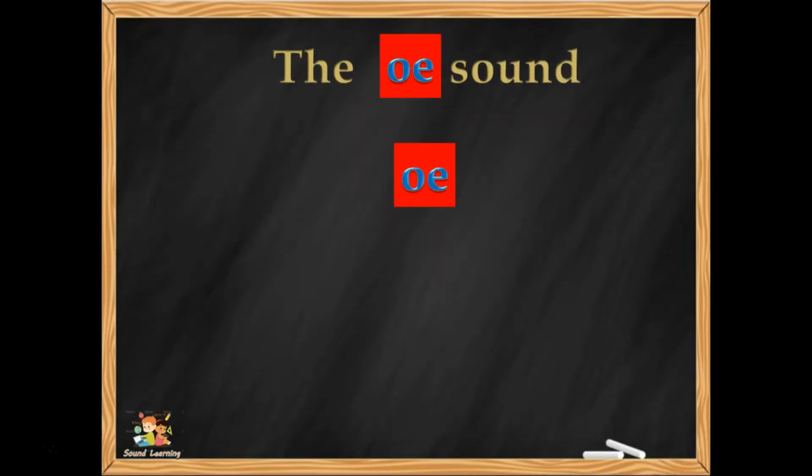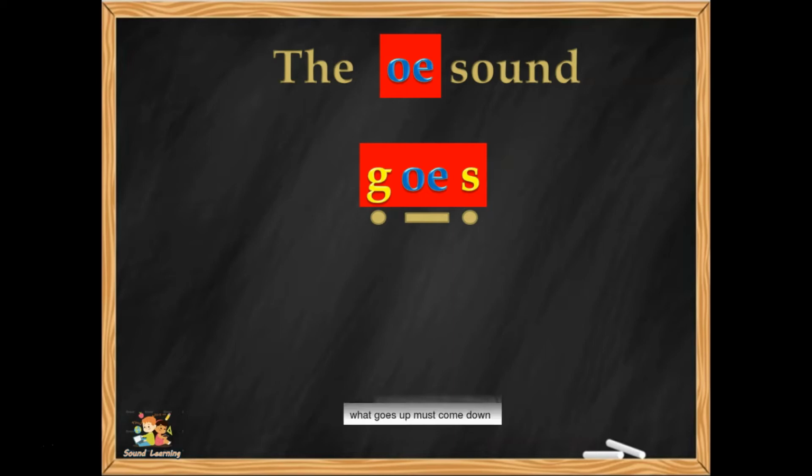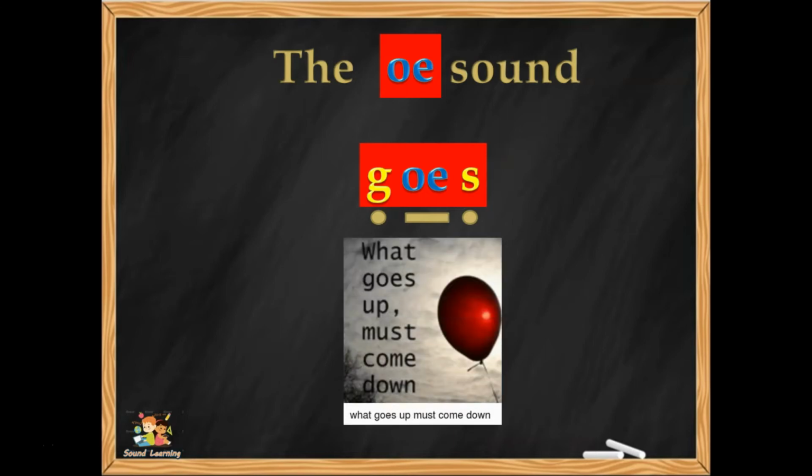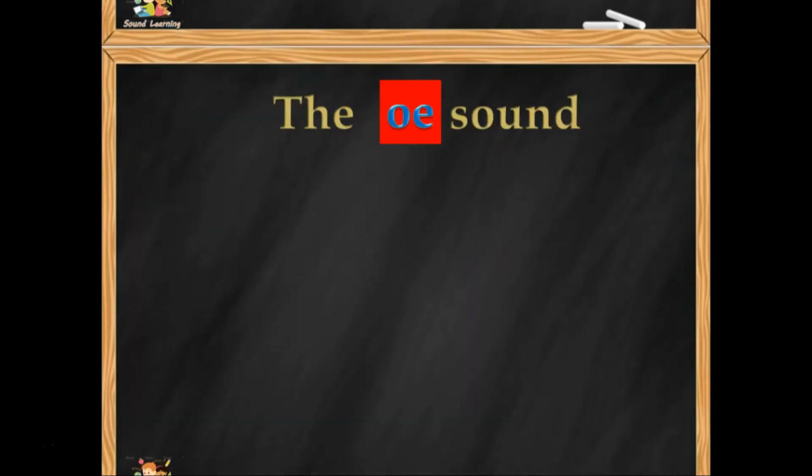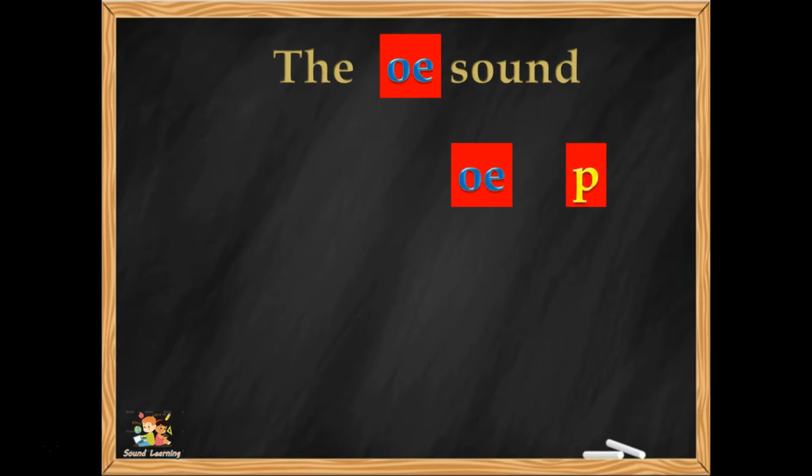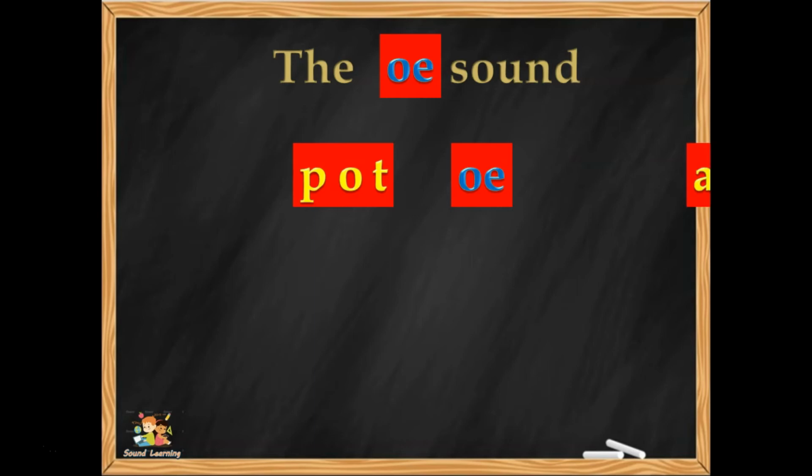Here's another O word. G, O, E, S, goes. And what goes up must come down, right? Here's another O word. P, O looks like a long word. P, O, T, A, T, O, E, S. It looks like potatoes, doesn't it?